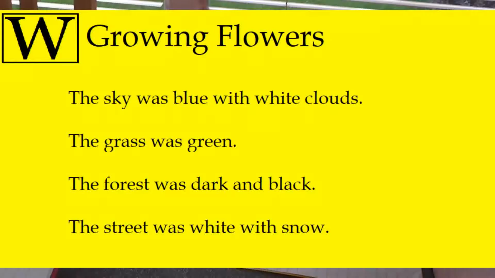Now on the screen here, I'm going to put 4 very basic, very boring sentences. The sky was blue with white clouds. The grass was green. The forest was dark and black. The street was white with snow. Okay, nothing wrong with these sentences except they're a bit boring.